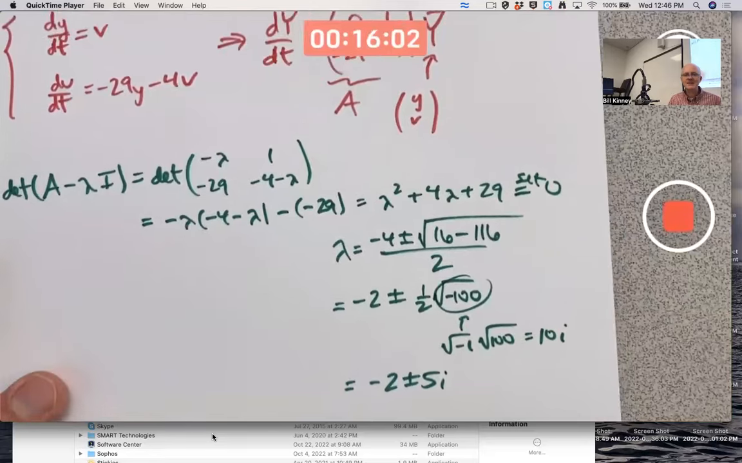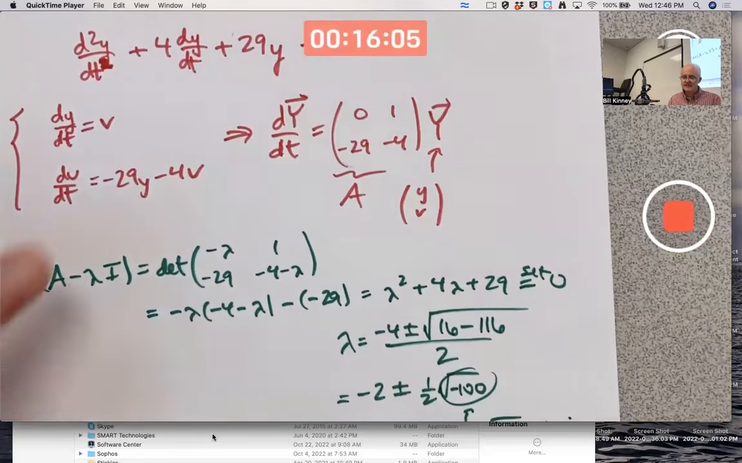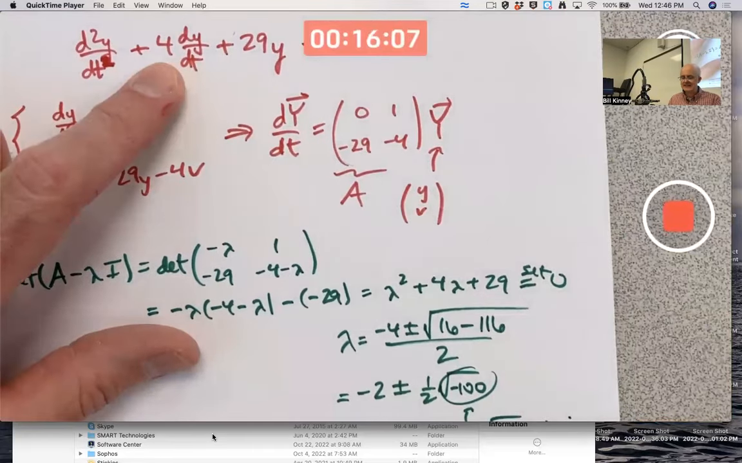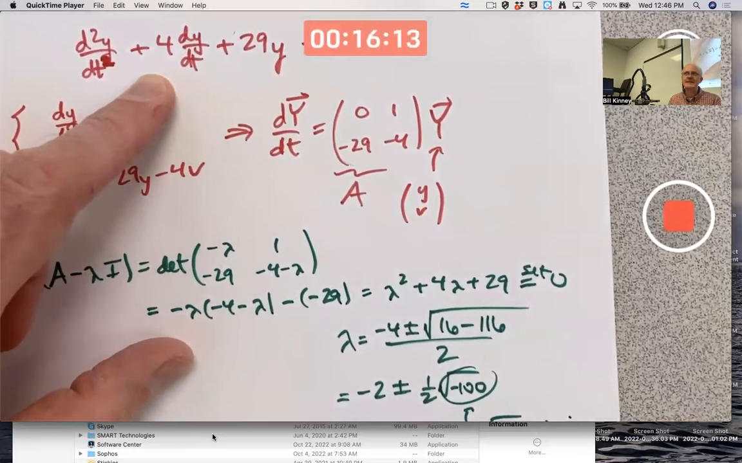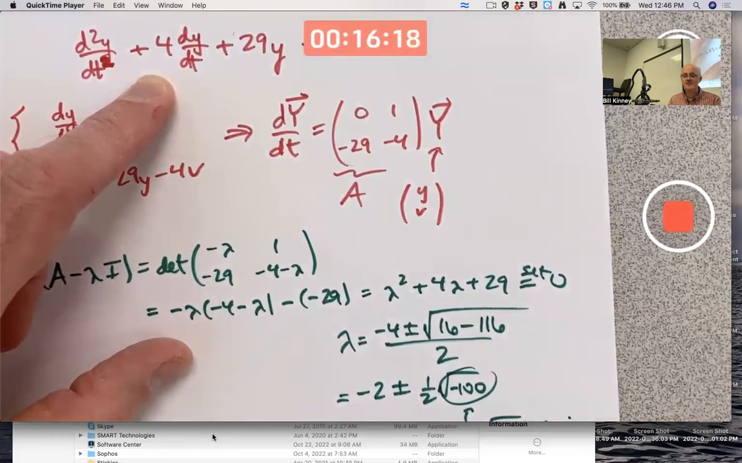In terms of a mass on a spring, how would this kind of equation arise? The 29 is most directly related to the spring constant. We typically call that K. The 4 is related to the damping constant. I talk about that in the lectures. That's related to friction.